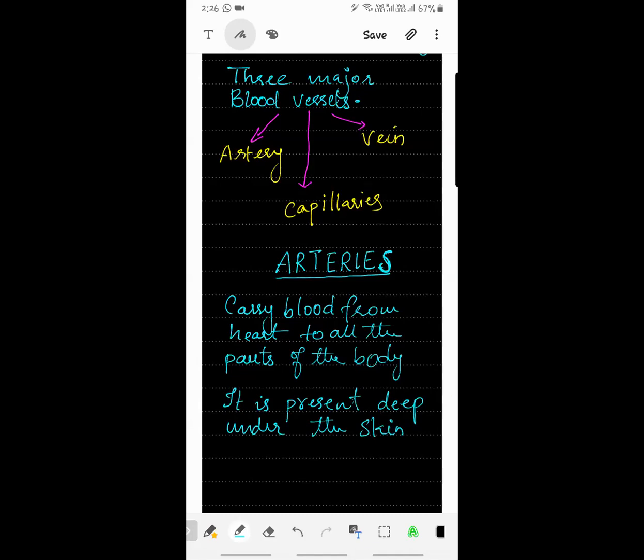So it is present just deep beneath the skin and cannot be seen easily. If you look at your hand, you can see certain veins there. So that is a vein. That is not an artery.